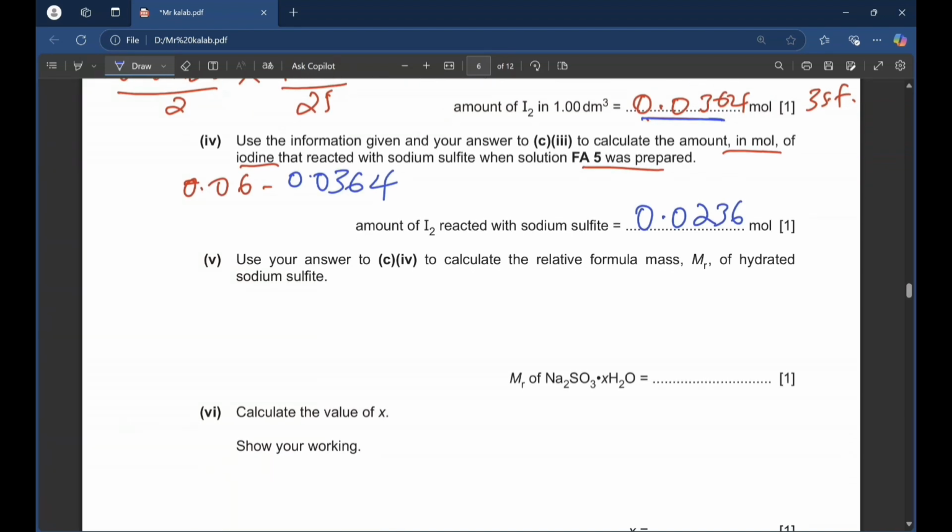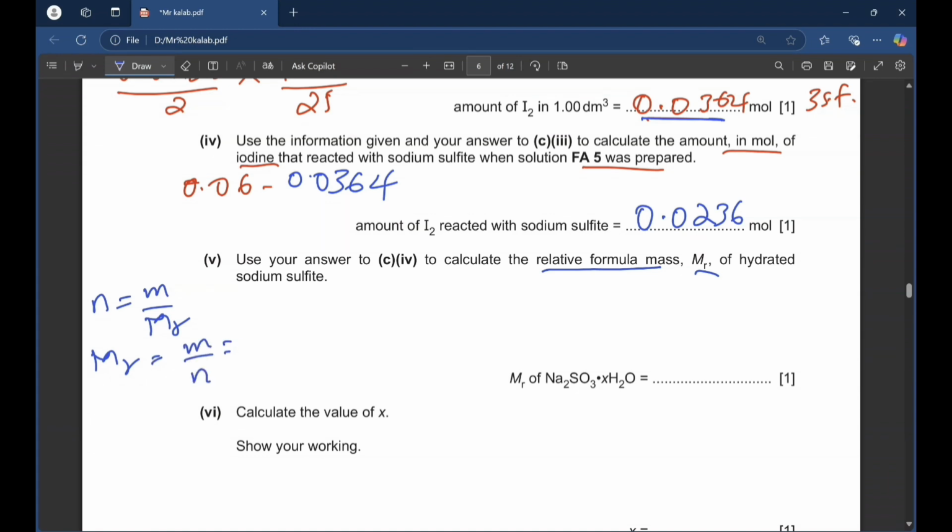Now we're in C5. C5 asks us to use our answer in C4 to calculate the relative formula mass, or Mr, for hydrated sodium sulfite. So how do we calculate Mr, or molar mass? We need to remember the formula for mole. n equals mass over molar mass. So how do we calculate molar mass? Molar mass would be mass over moles, okay?